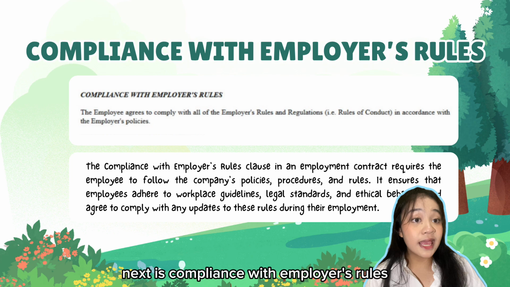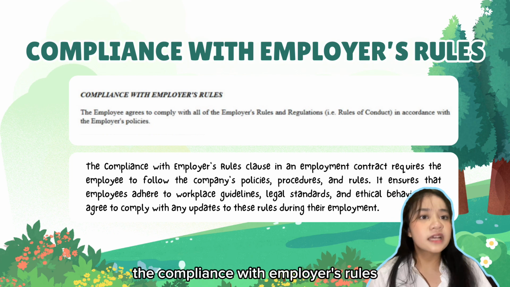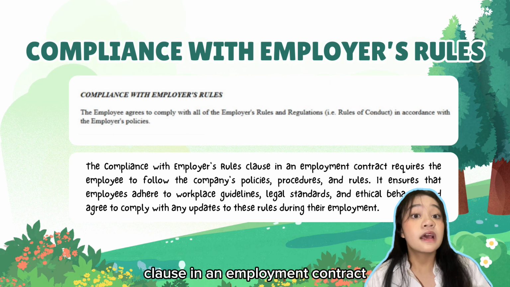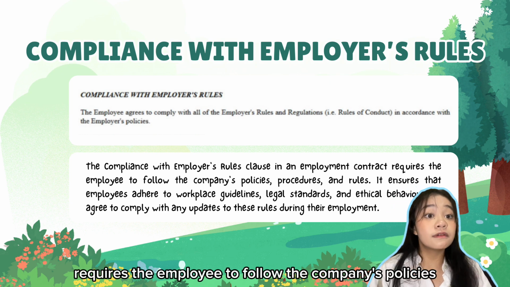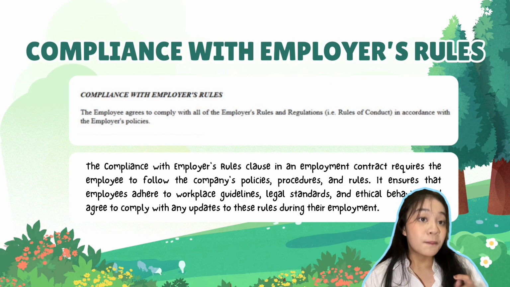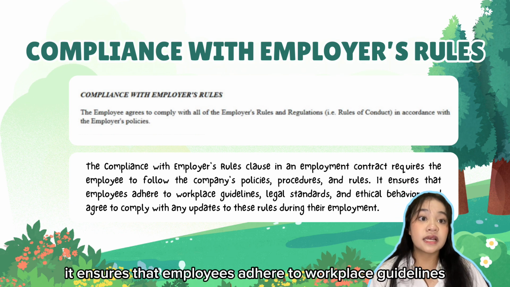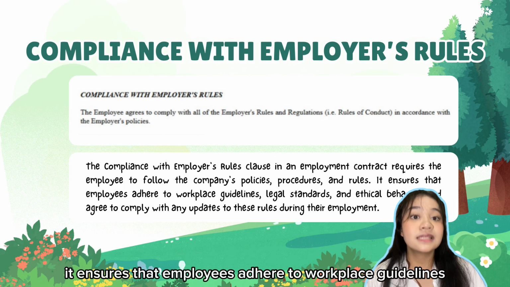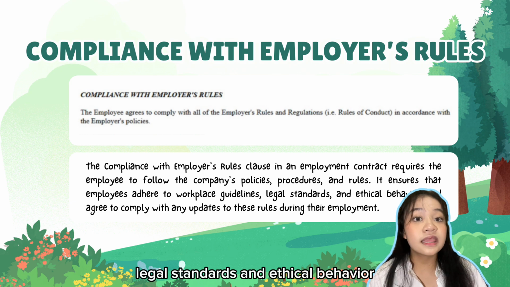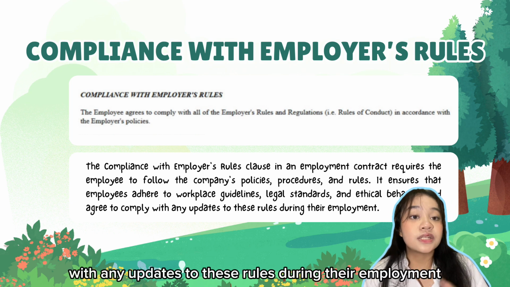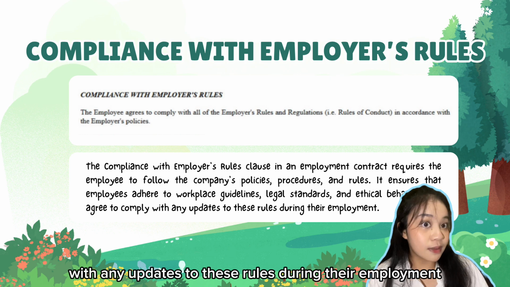Next is compliance with employer's rules. The compliance with employer's rules clause in an employment contract requires the employee to follow the company's policies, procedures, and rules. It ensures that employees adhere to workplace guidelines, legal standards, and ethical behavior, and agree to comply with any updates to these rules during their employment.